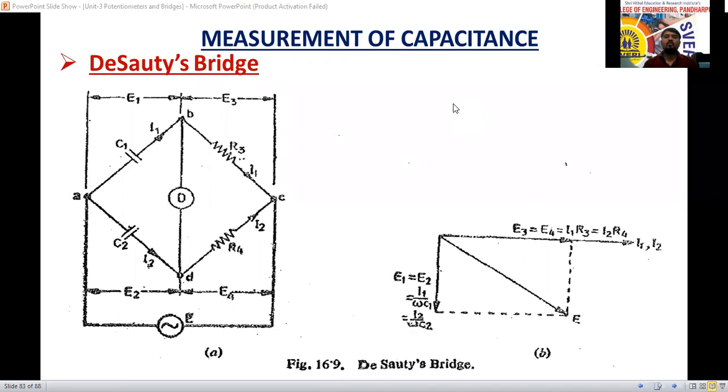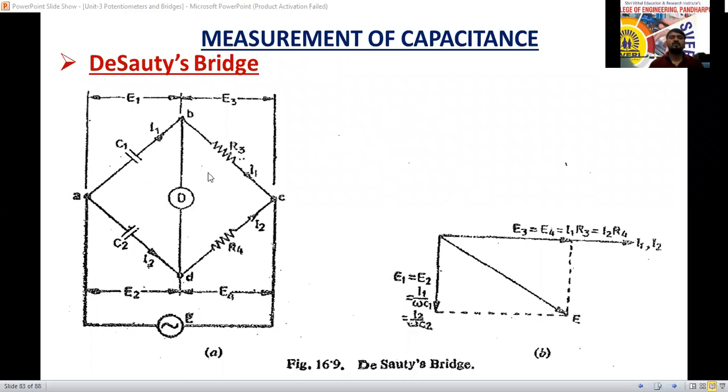So now we'll go towards the capacitance measurement. The resistance measurement is over, the inductance measurement is over. So now we'll shift towards the capacitance measurement. According to your syllabus, they have mentioned 2 bridges for the measurement of capacitance. One is the DeSauty bridge, another one is the Schering bridge. These 2 bridges we are going to use for the measurement of capacitance.